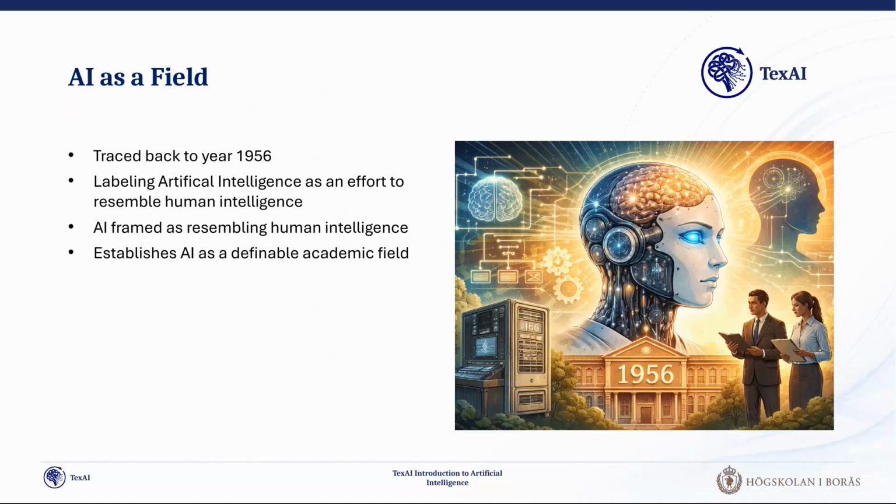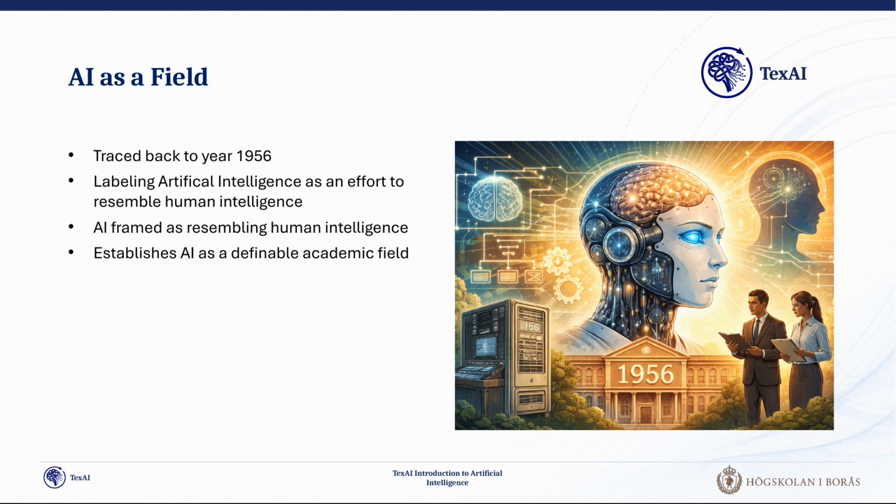The modern field of AI is often traced back to the 1956 Dartmouth Summer Research Project on Artificial Intelligence. This marked the beginning of a concerted effort to create machines and systems that can mimic or resemble human intelligence. Essentially, AI involves constructing entities that can perform intellectual tasks typically associated with human cognition. These tasks include reasoning, learning, perception, and decision-making.